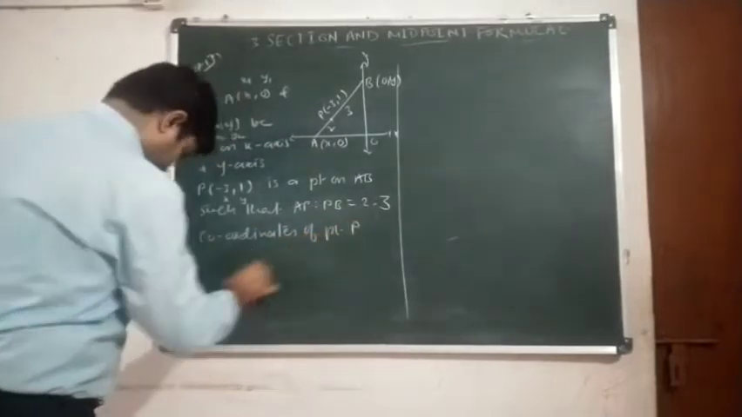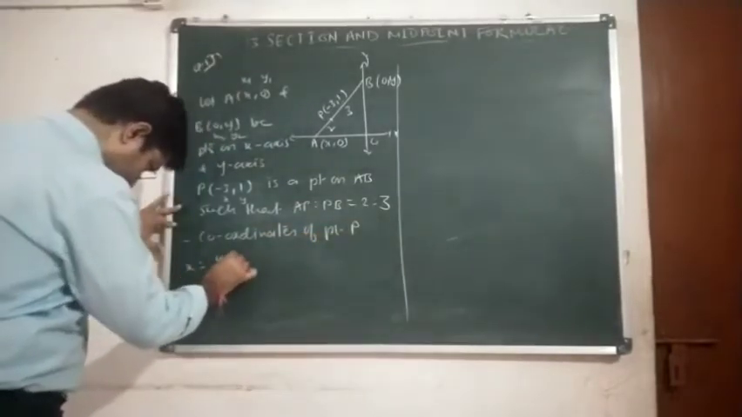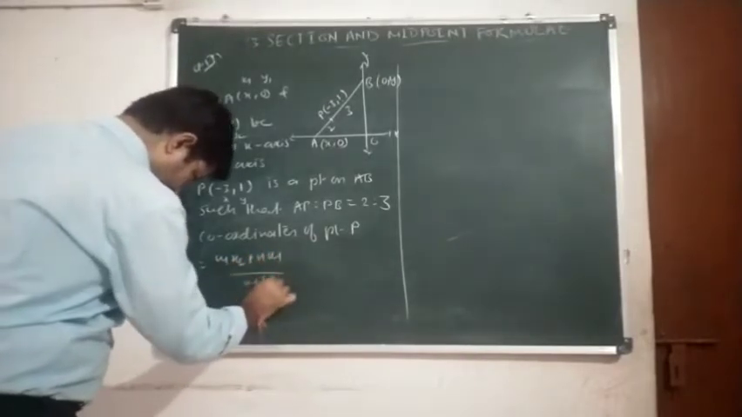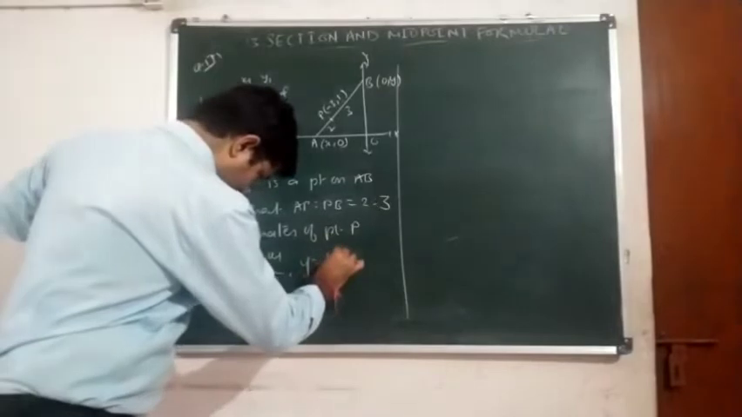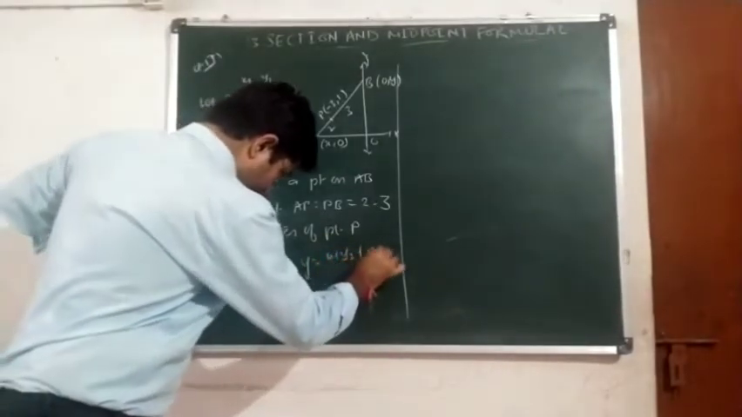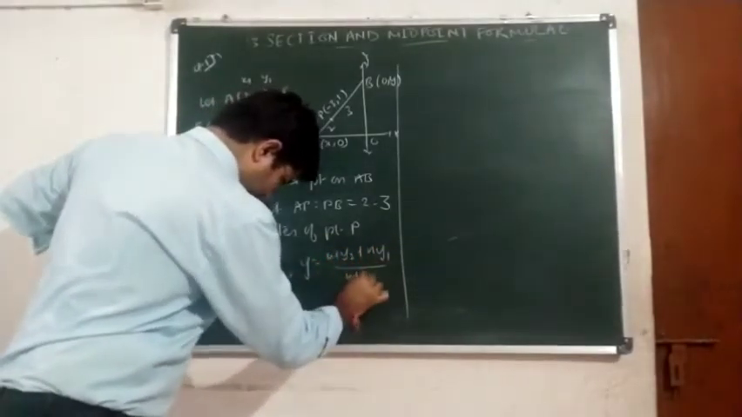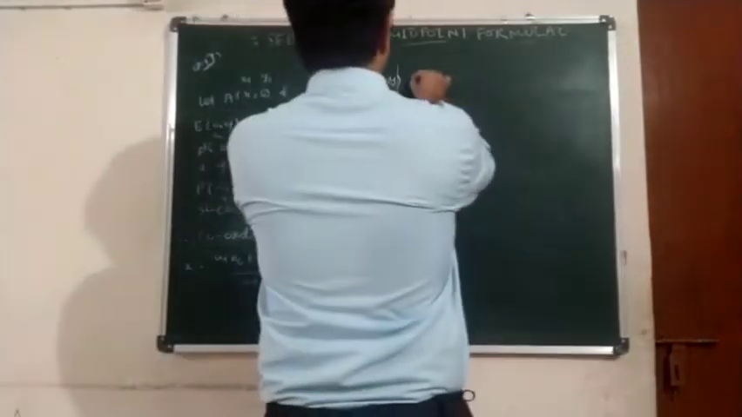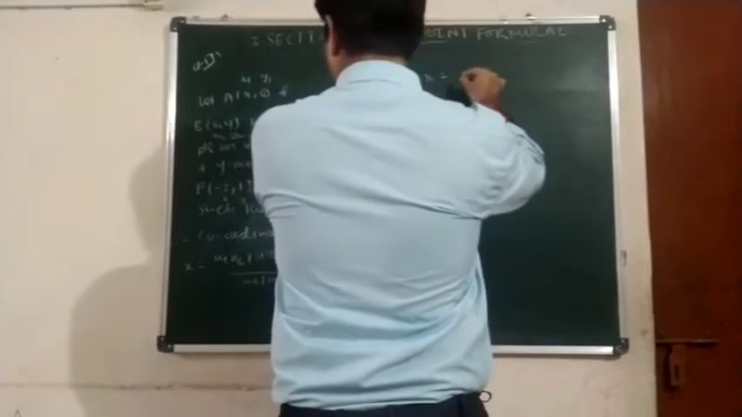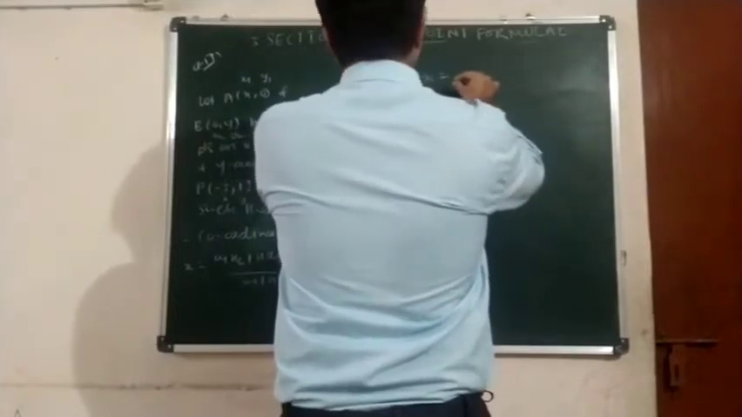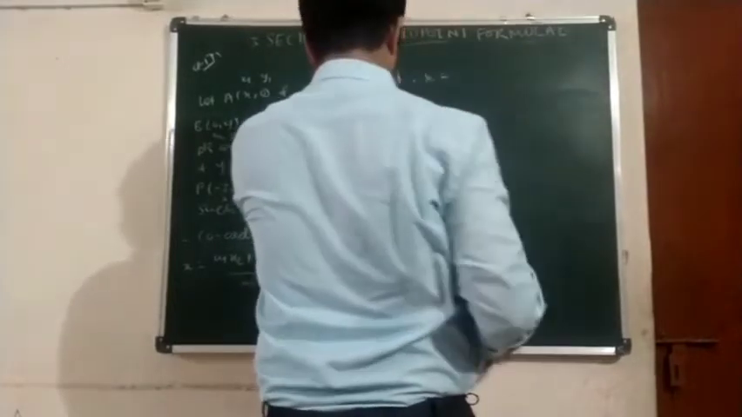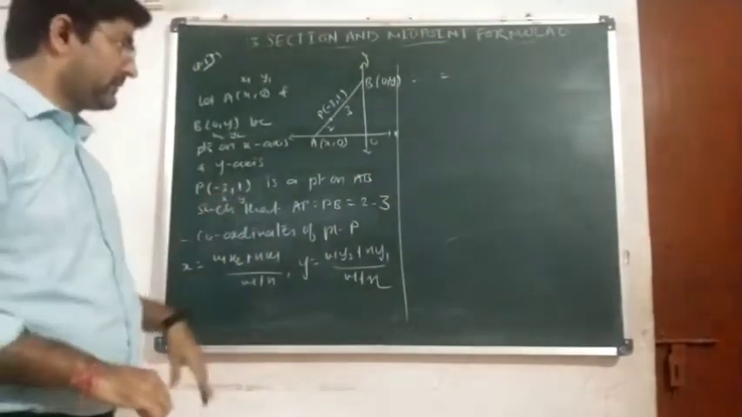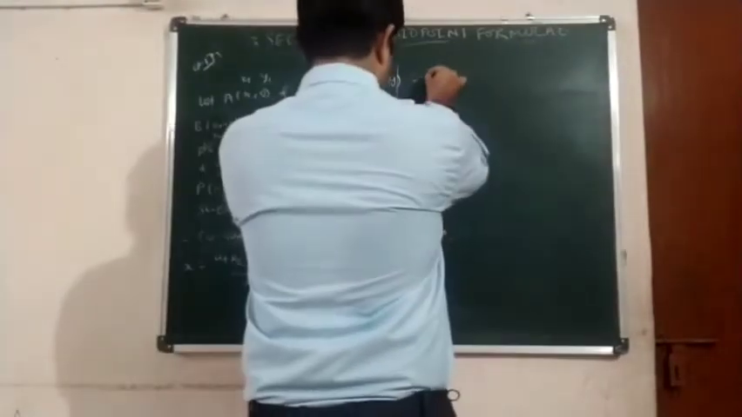Coordinates of point P will be given by x is equal to (mx2 plus nx1) upon (m plus n), and y is equal to (my2 plus ny1) upon (m plus n). Now let us substitute the values. The values of x and y are given: x is minus 3 and y is 1.